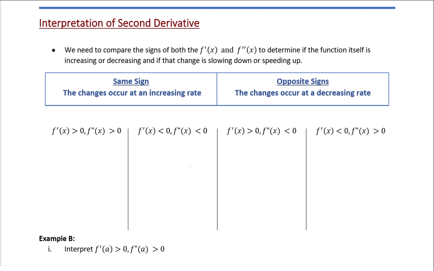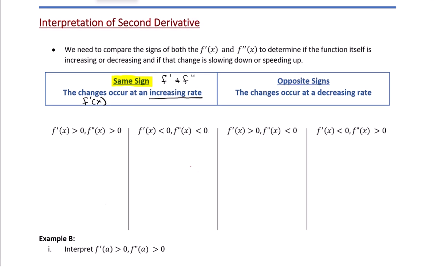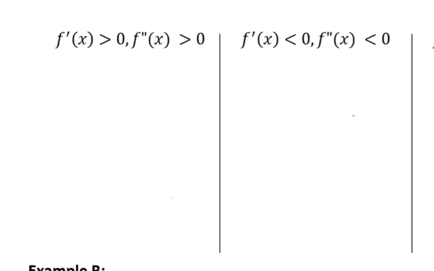The first and second derivative could have the same sign. And again, we're looking at f prime and f double prime. If that happens, then that means that the changes, let's say any increase or decrease in f prime, is occurring at an increasing rate. So let's take a look at a couple of examples. What if our first derivative is greater than 0? That means it's positive. And also our second derivative is greater than 0 or positive.